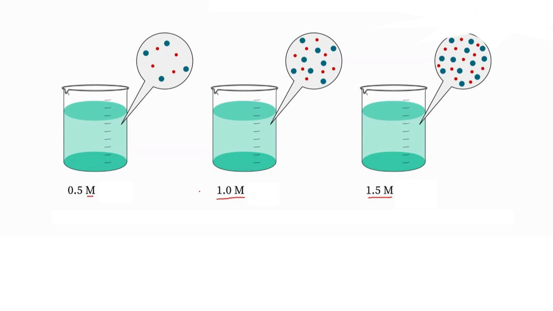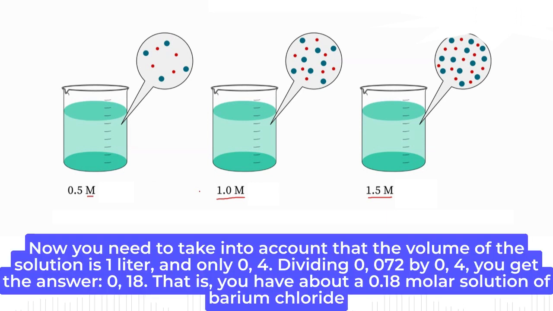Step 4. Now you need to take into account that the volume of the solution is not 1 liter, but only 0.4. Dividing 0.072 by 0.4, you get the answer, 0.18. That is, you have about a 0.18 molar solution of barium chloride.